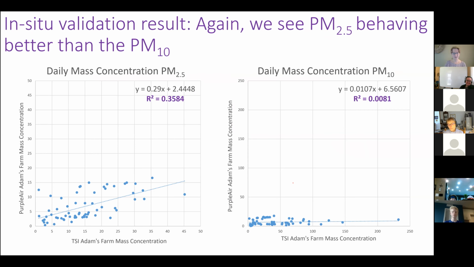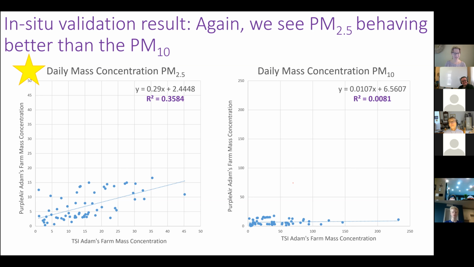So again, we see that PM2.5 is behaving better than the PM10, and I'm not showing you PM1 here. But with PM2.5, we have an R-squared value of 0.36, compared to an R-squared value, which is so horrible, for our PM10 of 0.0081. So you might be thinking, okay, Elizabeth, 0.36, that's not close to 1. I'm going to argue that for this context, it's actually decent.